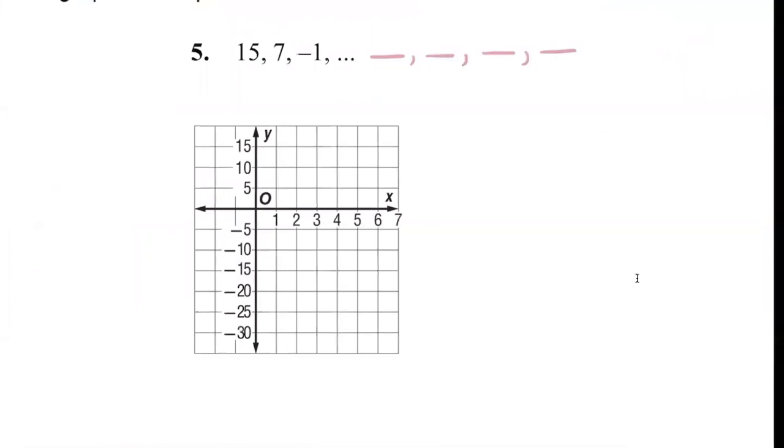The next 4 terms. Yes, you can use the bathroom. All right, give me the next 4 terms.